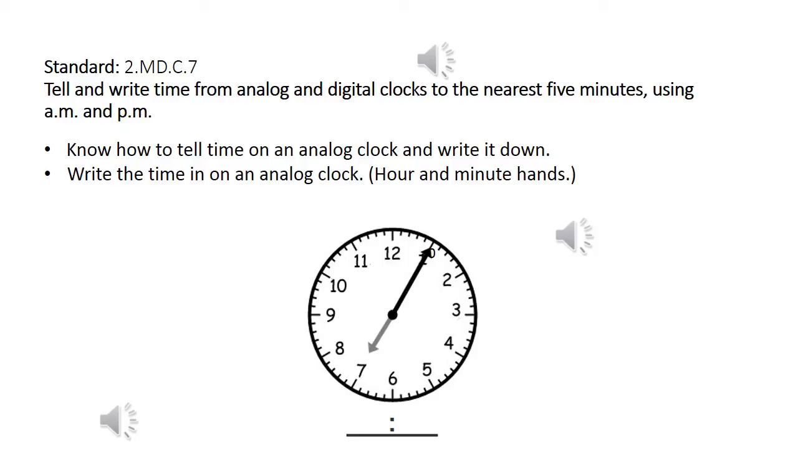For this standard, students need to know how to tell time on an analog and a digital clock and how to write it down. Digital clocks are fairly easy for students. If they understand how to write the time down, then they understand how to look at a digital clock. So for most of the standard, we'll be focusing on the analog clock.